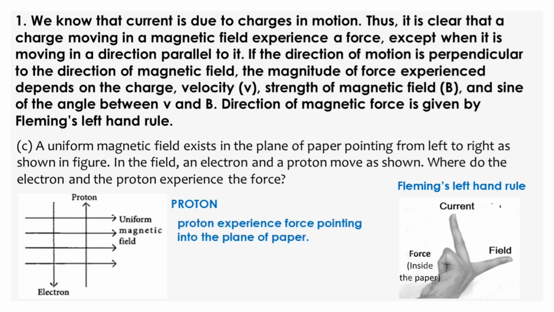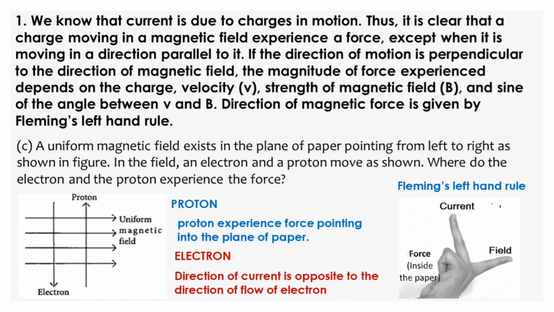Now let's take the case of electron. When we take the case of electron, we should understand that the direction of the current is opposite to the direction of the flow of electron. So electron is going downwards, it means the current is going upwards. So again, according to left hand rule, we have the current moving upwards and the field moving towards right. So again, the force or the thumb is pointing inside the paper. That means the electron is also experiencing a force into the plane of the paper.